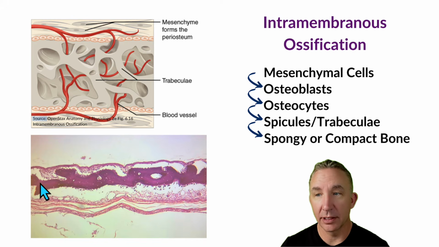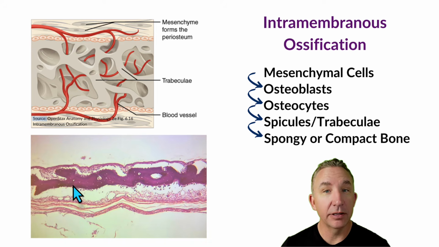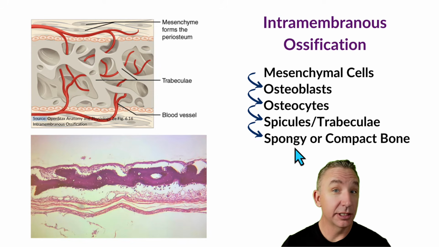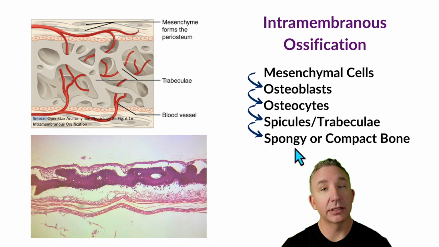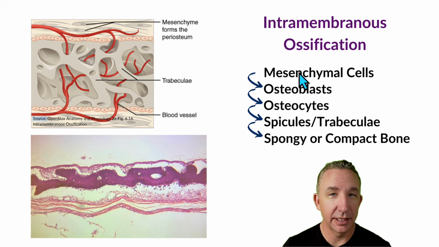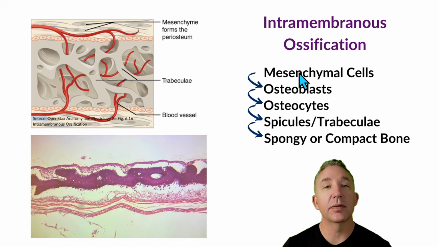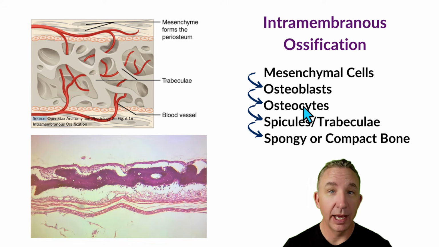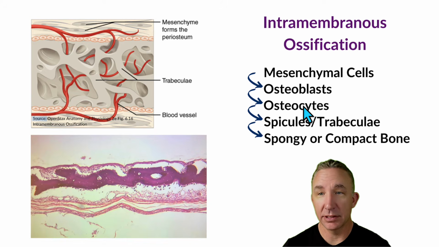Spicules turn into trabeculae. Once I have that final branching, now I can start to form my two types of osseous tissue, spongy, and then it could continue to develop and turn into compact bone depending on where we're at in the bone and what type of bone it is. So it's just the basic steps, but the key is understanding that we are replacing one type of tissue, mesenchymal tissue, with our blood supply to bring in the actual cells that'll turn into the bone-making process of intramembranous ossification.